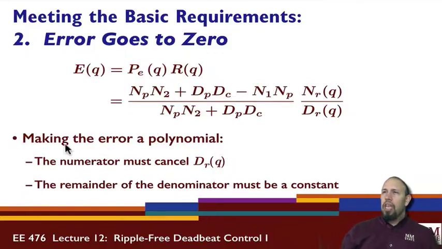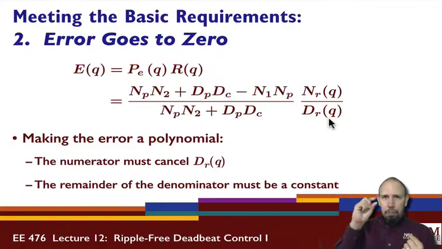In order to make the error polynomial, a couple things need to happen. First of all, the numerator must cancel with dr. Wait a minute. I thought we couldn't cancel stuff. And especially, for example, dr. Suppose dr is a step input. That has a pole on the unit circle, right?